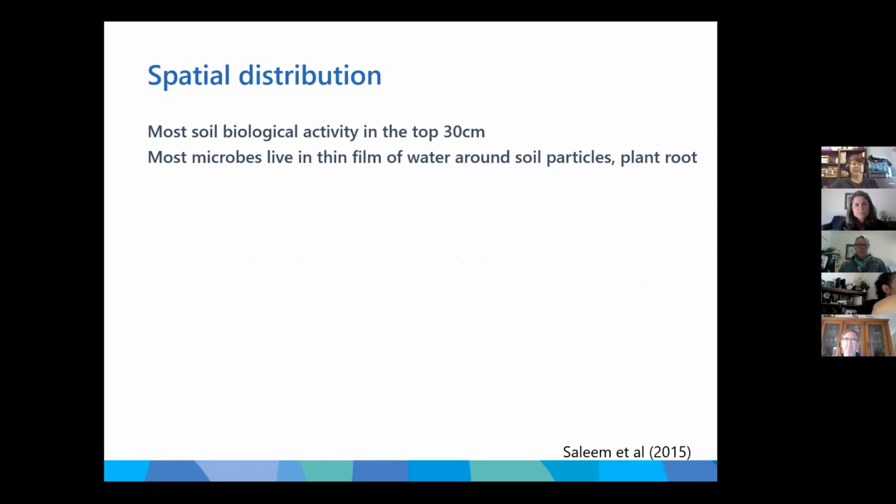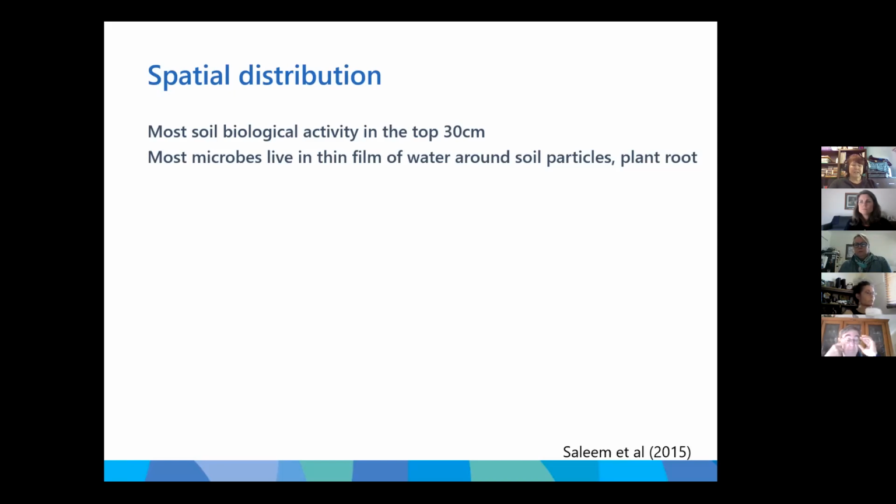So just a quick look at where they are. Most biological activity is in the top 30, but that's very general. Some sites will be in the top 2 centimetres and some will be a lot further down, but it's very much the surface, and there's many reasons for that. Oxygen is one of them, moisture and carbon, and often they're concentrated in those top centimetres, and that's where a lot of plant roots occur as well.